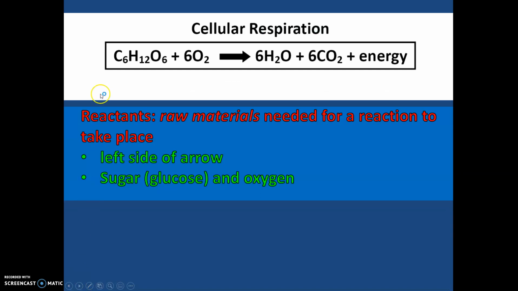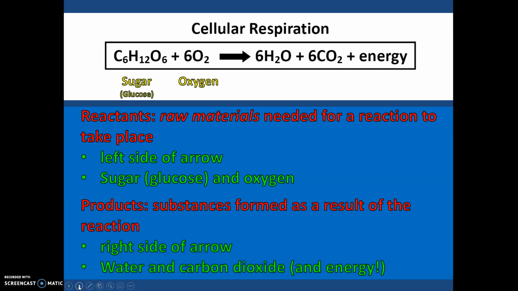So the reactants, which will be on the left side of the arrow, are going to be glucose and oxygen. And those are the raw materials needed for a reaction to take place. And then the products will be the water, carbon dioxide, and energy. That is on the right side of the arrow.